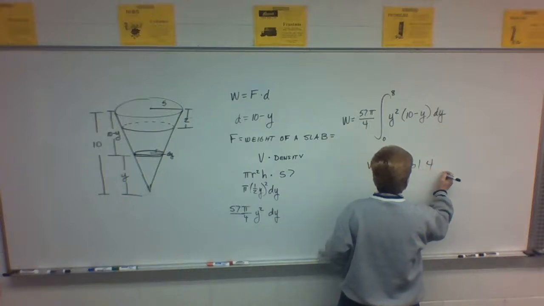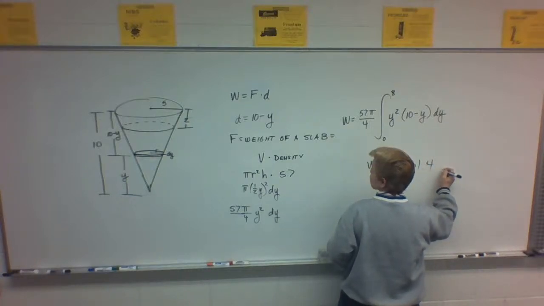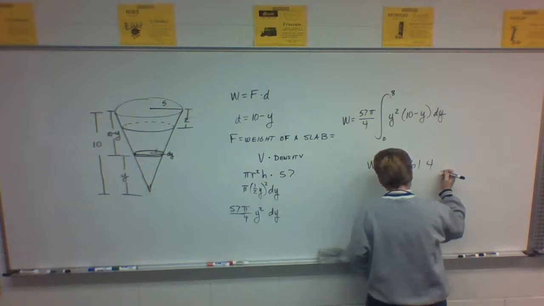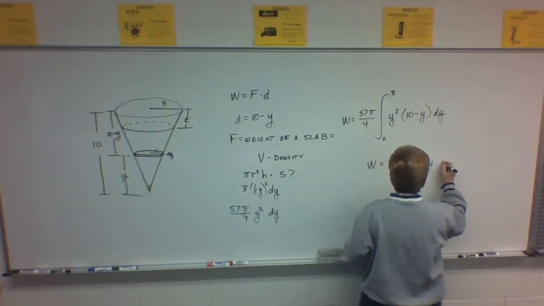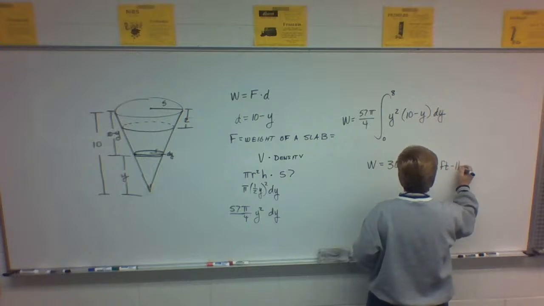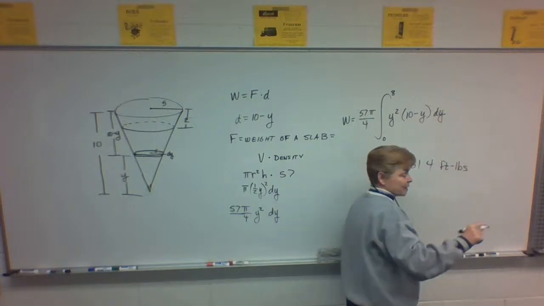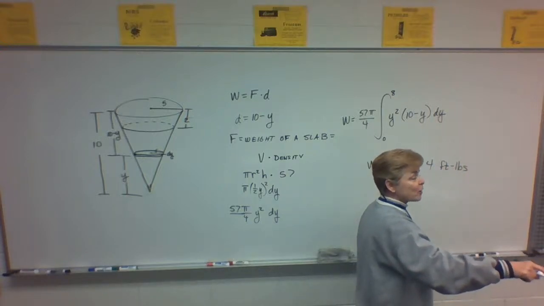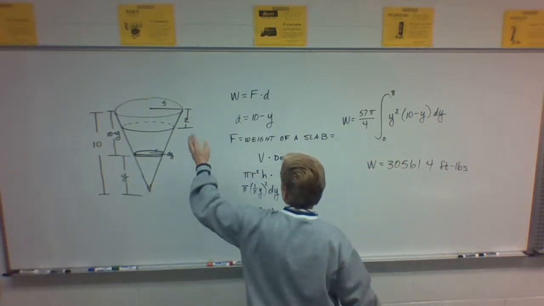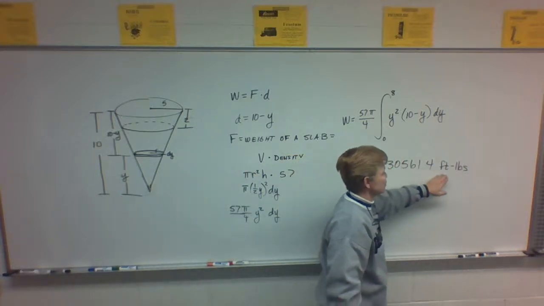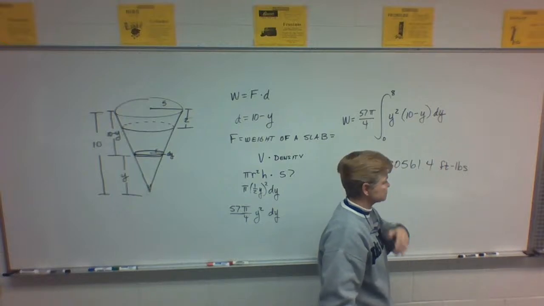30,051.4. What's the units? It is foot pounds. It's not joules. How come? Because the oil was told to us in pounds per cubic foot, and the measurements on the diagram were in feet. So we've got to go to foot pounds for the work.